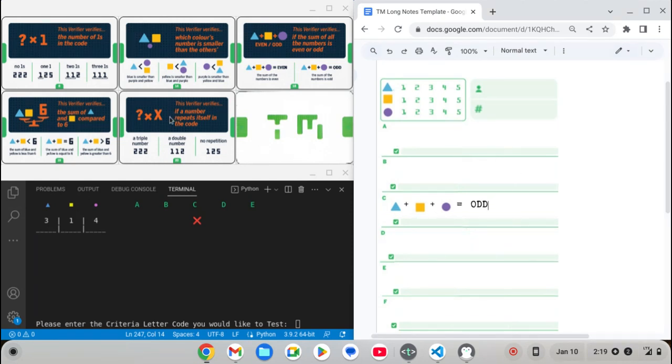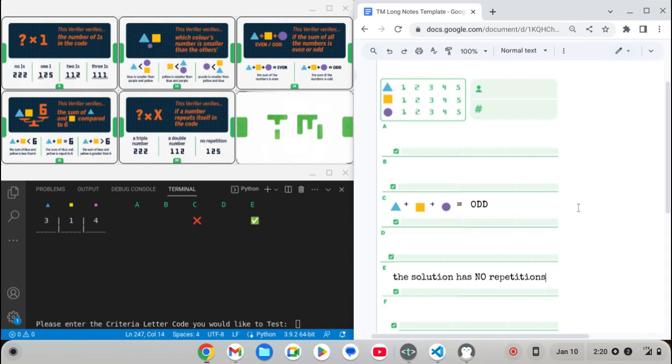Next, let's go ahead and test criteria card E. Okay, so the Turing machine approves of the proposal. Notice that in 314, they are all unique, so no repetitions. So let's go ahead and type that up in our notes in section E, and we'll say that the solution has no repetitions. Well, that really did not resolve any questions we had from criteria card C.